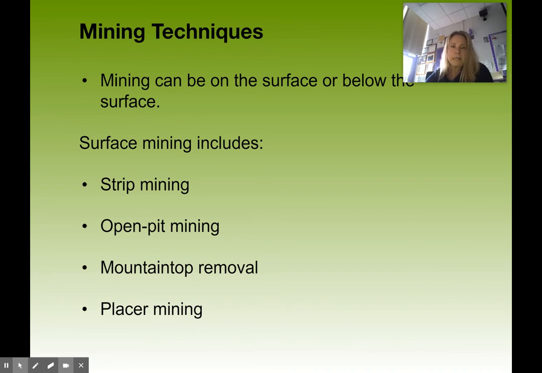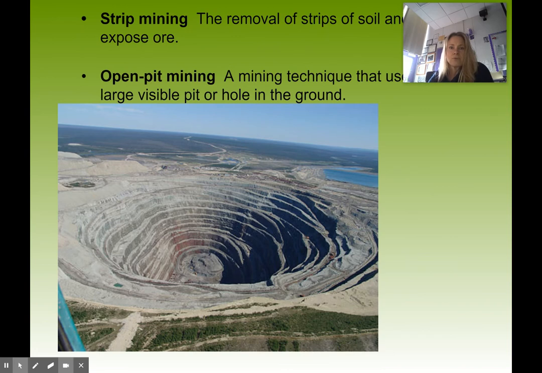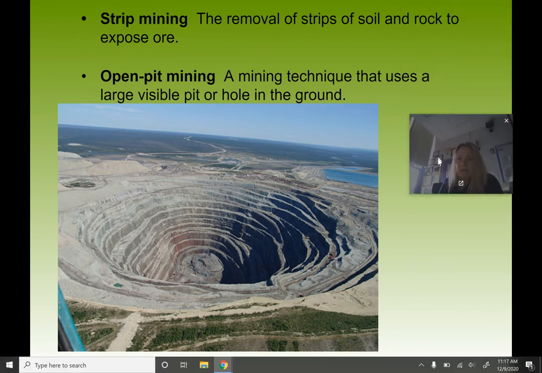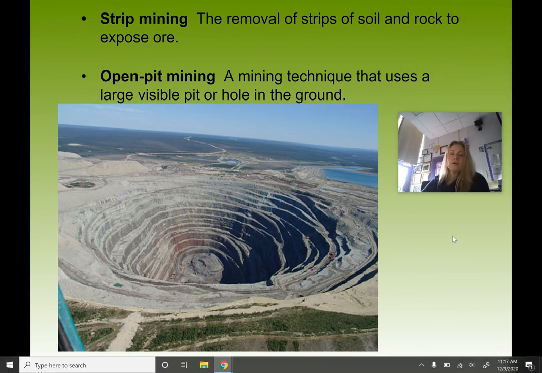All right, so mining. So how do we get this stuff out of the ground? So there's a variety of different ways that we mine. So there's strip mining, open pit, mountaintop removal, placer mining. We'll talk about all of those. So strip mining is taking pieces of land. So you can see in this picture, it's also an open pit mine. So strip mining, removing strips of soil or rock to expose the ore. And then this happens to also be an open pit mine. So open pit just means that you can see it and it's not underground.